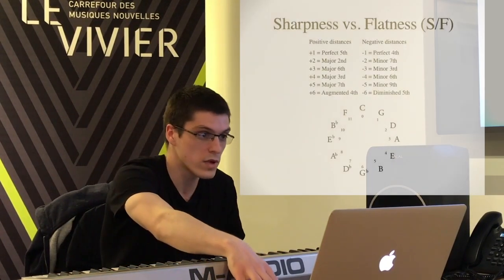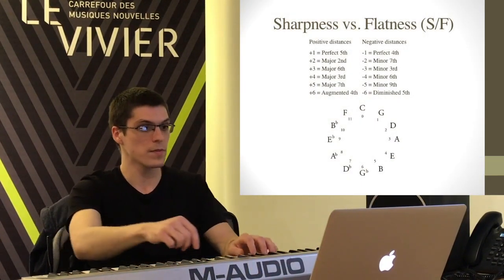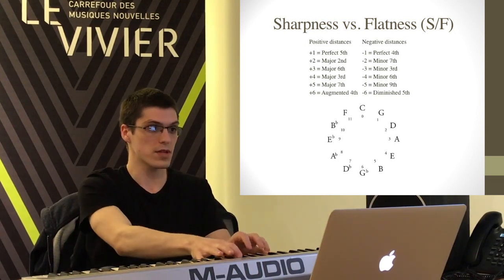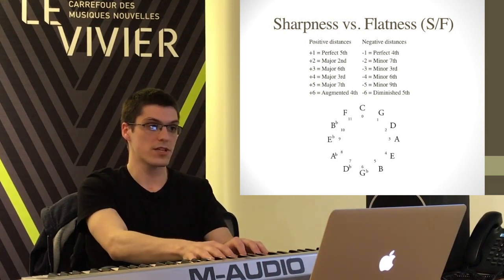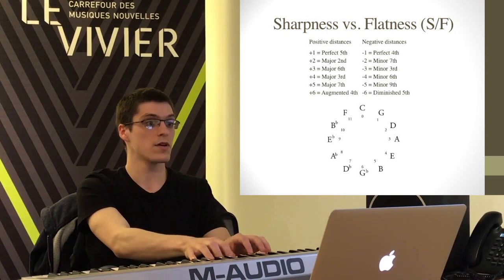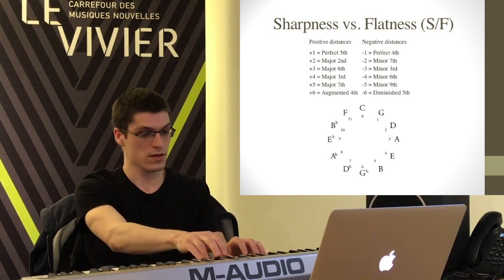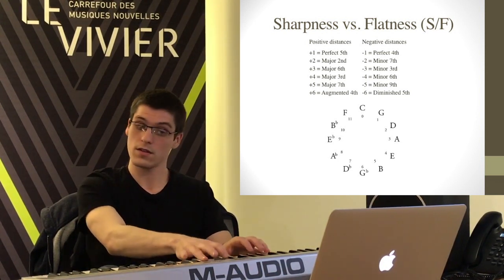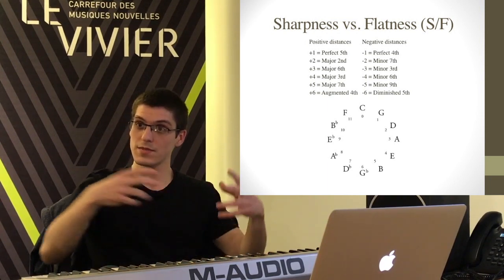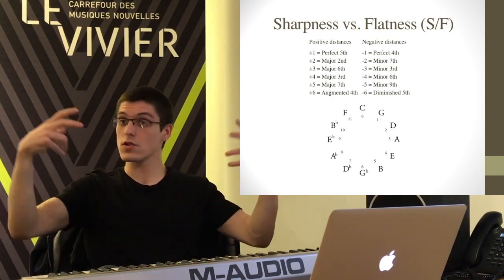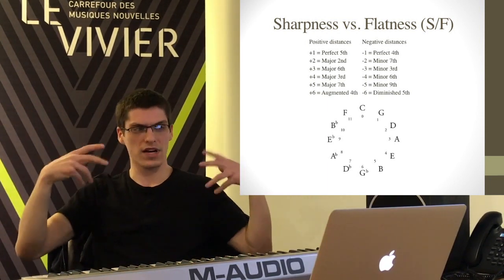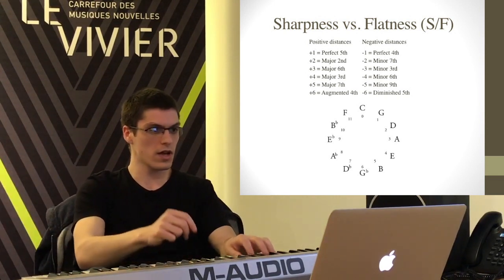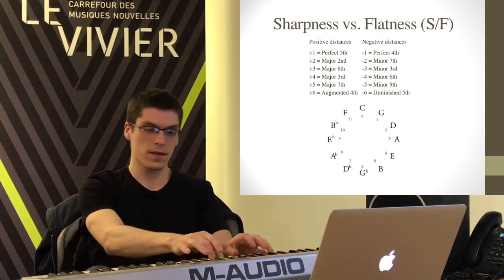And so then we could look at all of the possible intervals. Perfect fifth is plus one, major second is plus two, major sixth. So it seems like it gets more and more bright, and also more and more complex, and more and more colorful as you go. At first it's kind of bare.